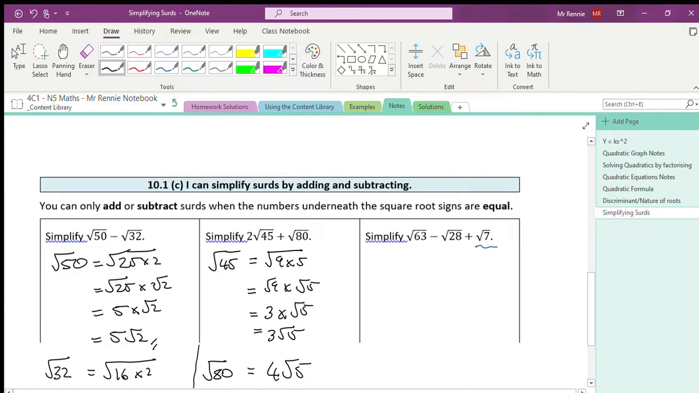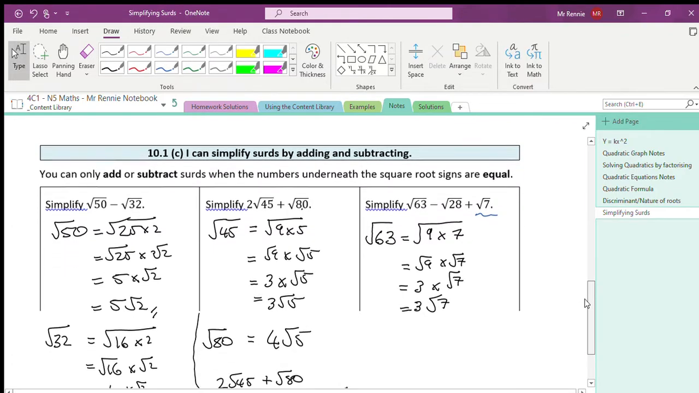So if I then think of root 63, that would be the square root. Well, 9 times 7 would give me 63. That'd be the square root of 9 times the square root of 7. Good, I've got square root of 7 here, that's looking hopeful. Square root of 9 is 3, so that's 3 times root 7, and that would be 3 root 7. Good, that means I'll be able to combine the root 63 with the positive root 7.